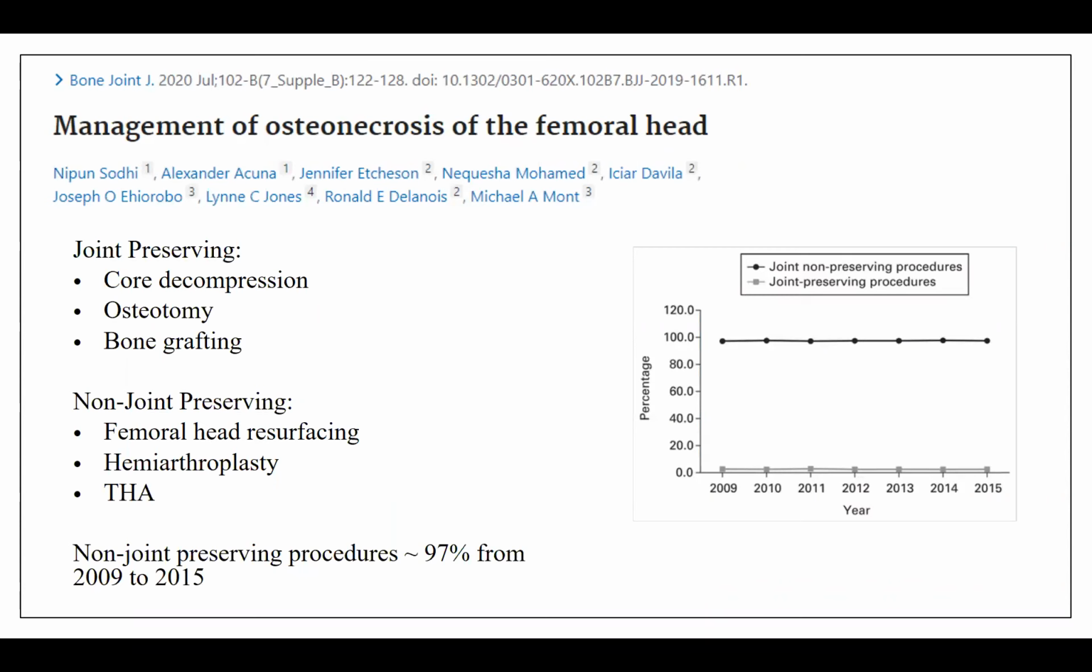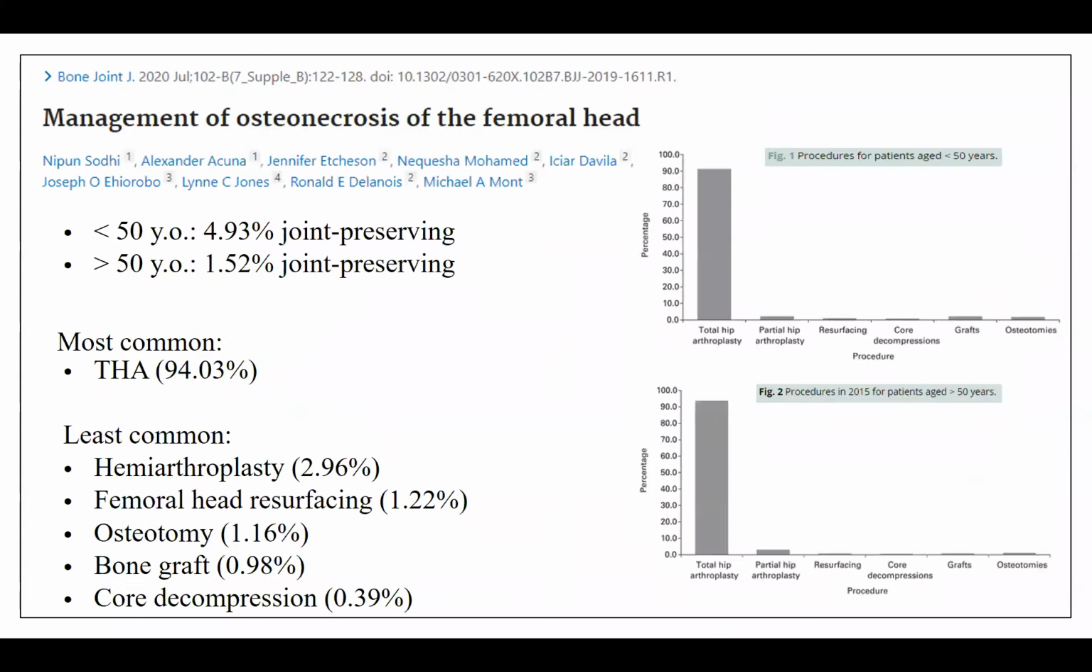This study evaluated the trends of joint preserving and non-joint preserving treatment options for patients with AVN, both below the age of 50 as well as above the age of 50, between 2009 and 2015. What they found is that around 97% of the time, patients received non-joint preserving procedures. In patients less than the age of 50, only 5% had joint preserving procedures. And if they were greater than 50 years of age, only 2% had joint preserving procedures. As we can see in the figures on the right, despite the age, the most common procedure performed is THAs.